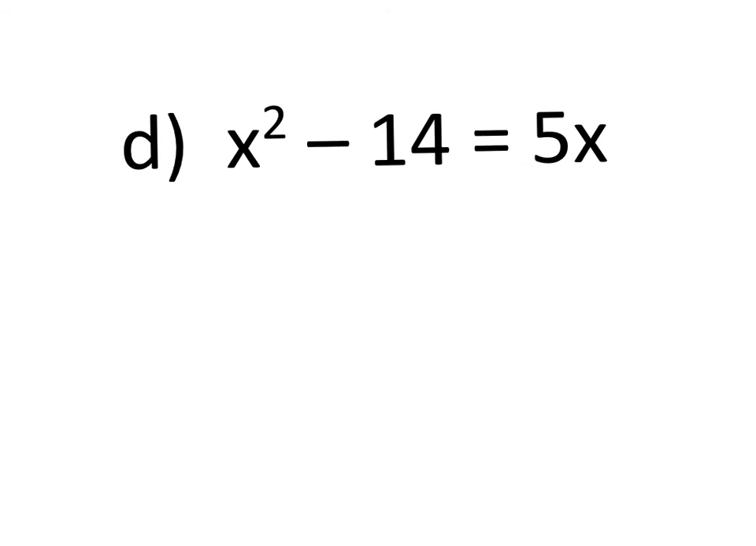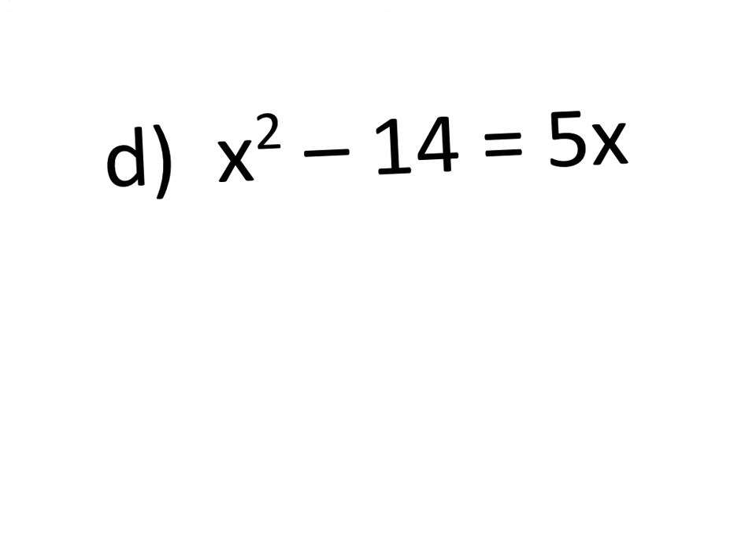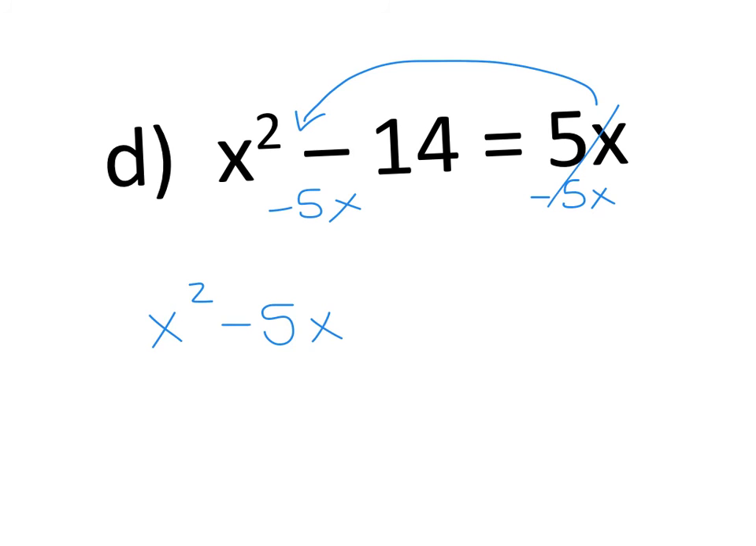Okay, on D here, now again, we have to set equal to 0. Set it equal to 0. Now, what's important though is you do need to put this in standard form. So I'm going to bring this 5x and drop it right here in the middle. Technically, I'm subtracting the 5x over to this side. So I've got x squared minus 5x minus 14 equals 0. Again, notice how I have this in standard form.